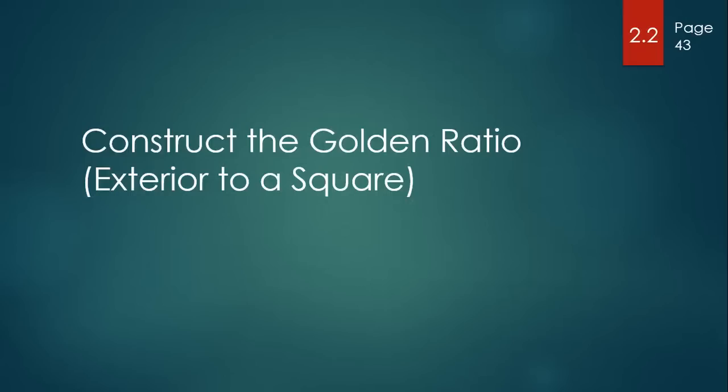So in our second construction, we're going to start with a square, and then we're going to construct a golden ratio that we will be able to see in a golden rectangle that we've created that contains that square. Alright, so here's our square. Now the first thing we want to do is find a length that is 1/2 of the length of the side of the square. In other words, we need to bisect one of the sides of our square.